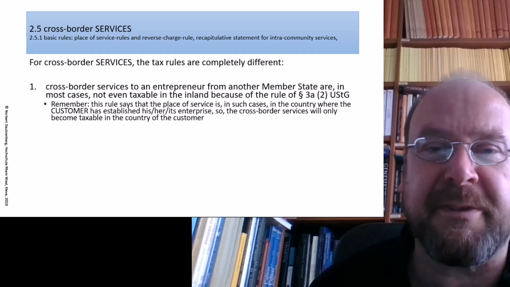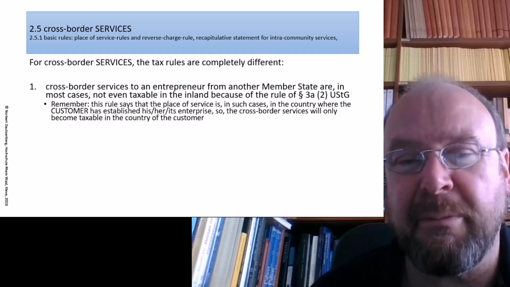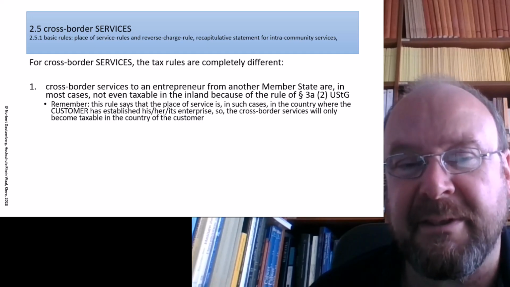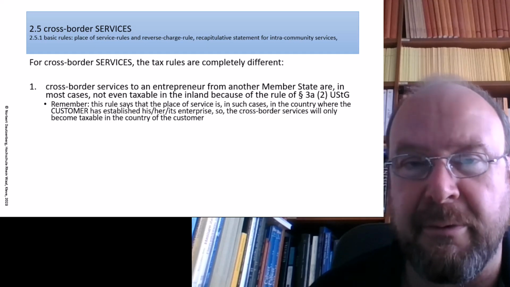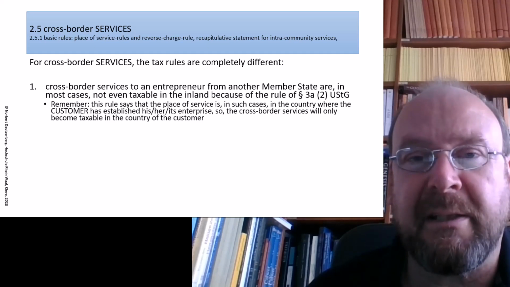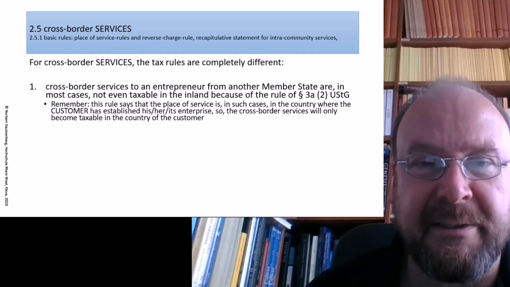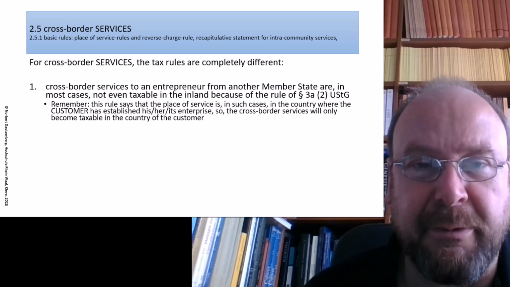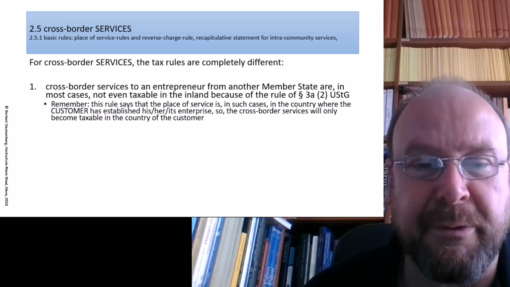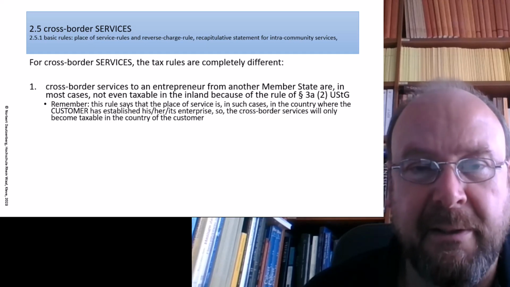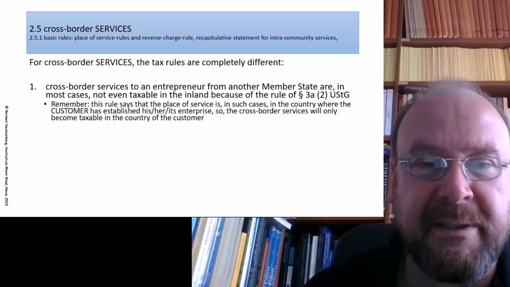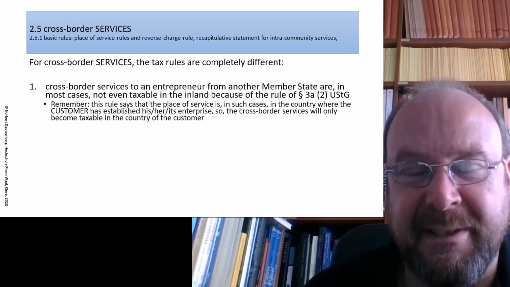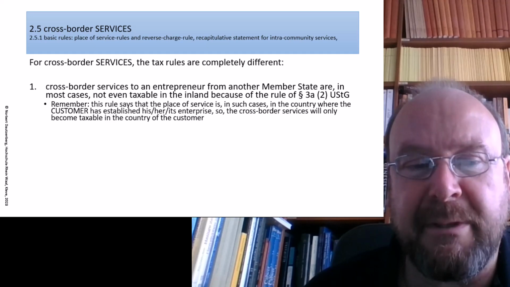For example, cross-border services to an entrepreneur from another EU member state are in most cases not even taxable in the inland because of the rule of 3A2. And you probably remember that is a rule which says if you render a service to another entrepreneur, then the place of the service is at the place where the other entrepreneur has established his or her business. So that means in cross-border cases in the country of your customer. And that means it will very often not be taxable.